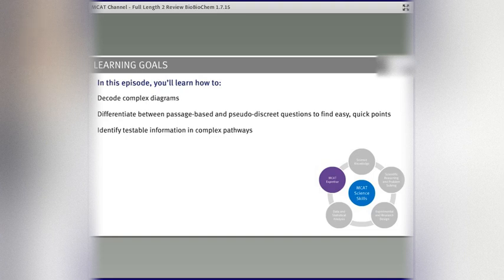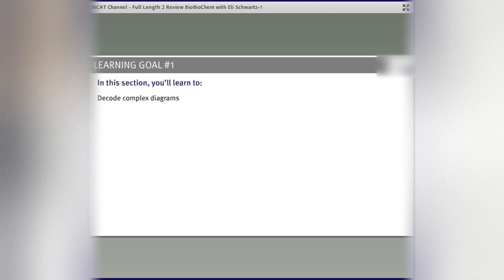of us have already taken. But if you haven't seen any of this content before, that's absolutely fine. We're going to cover this as if this was essentially one of your main core classroom sessions. So let's start out with complex diagrams.